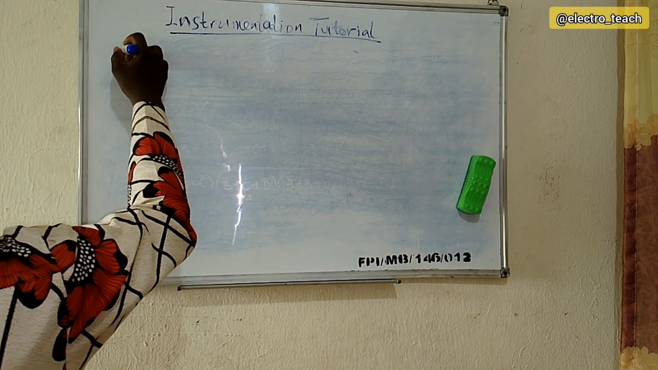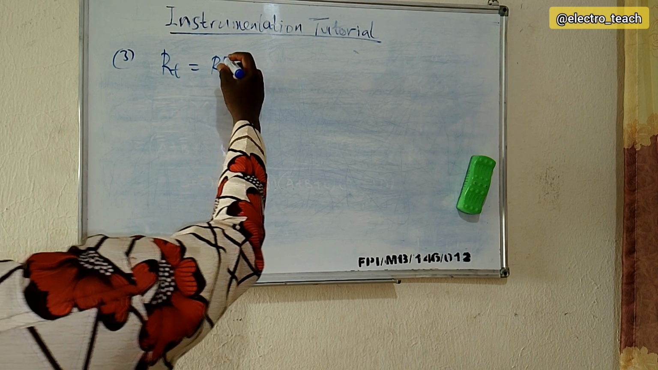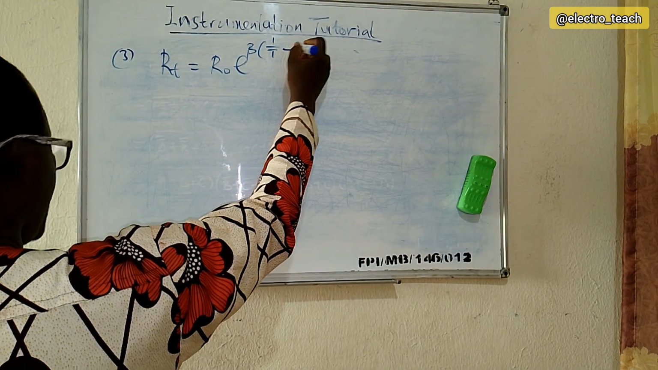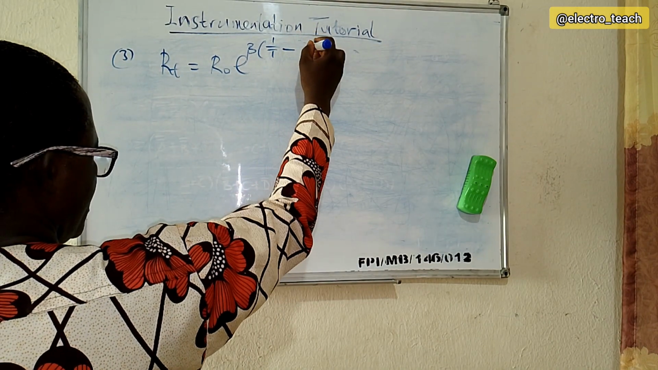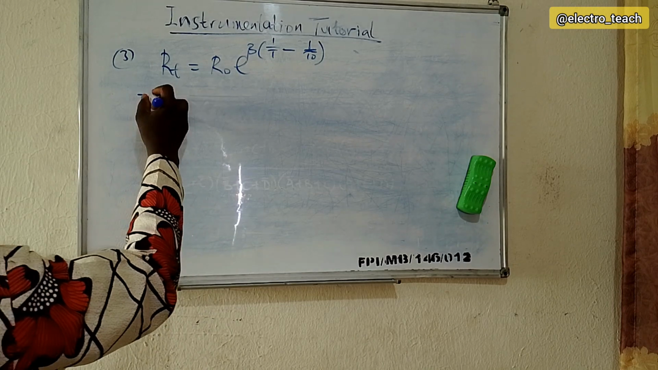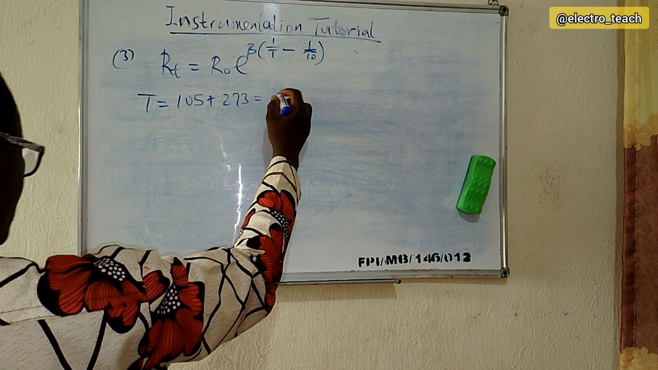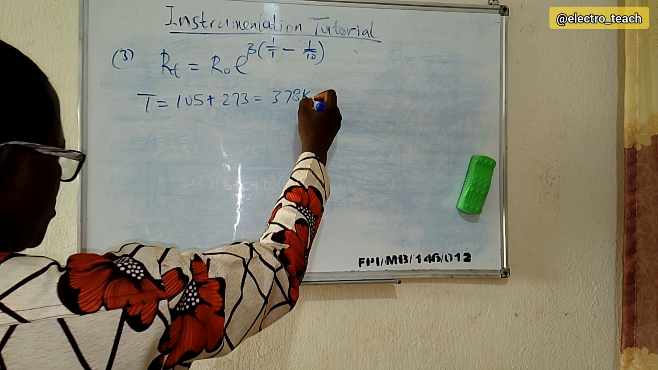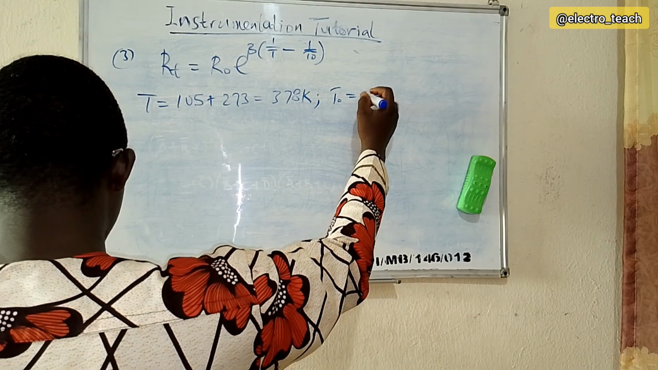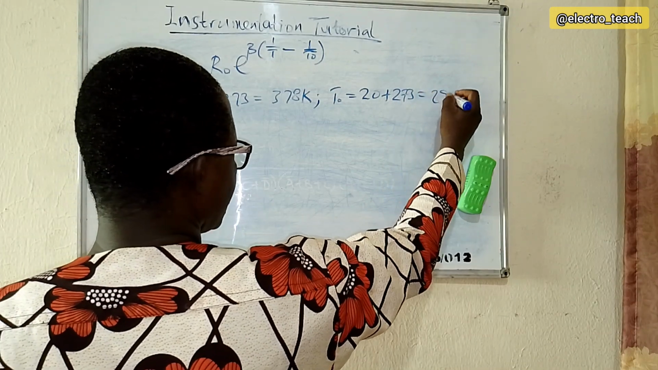Formula of interest to number 3, that is the solution to number 3: R_T equals R_0 exponential B into 1 over T minus 1 over T_0. And T is actually 105 plus 273. That gives us 378 Kelvin. So the temperature must be converted to Kelvin, and then T_0 equals 20, that is reference temperature, plus 273, and that's 293 Kelvin.